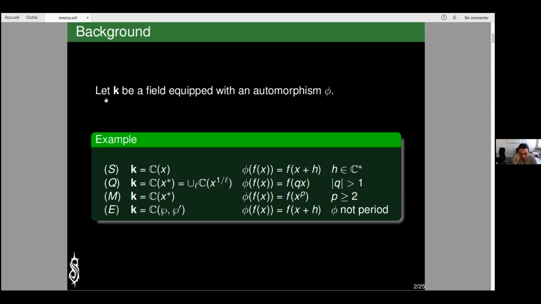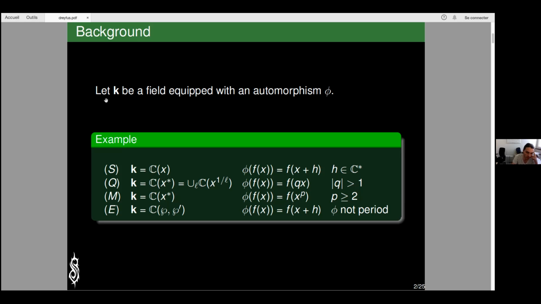The third case, which is maybe the most interesting, is the Mahler case. In that case, the automorphism is a Frobenius automorphism. So f of x maps to f of x to the p, with p an integer bigger than or equal to 2. And again, you have to take ramification because you want phi to be an automorphism, so you want to invert it. And this example is of interest for the following reason.